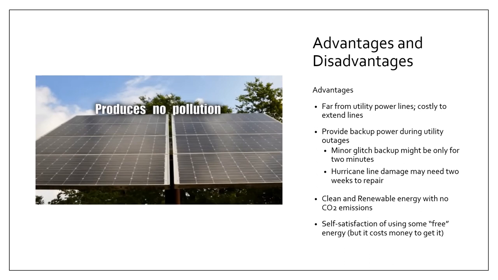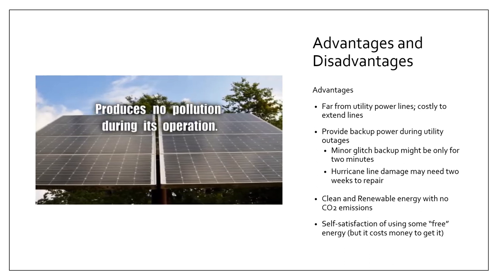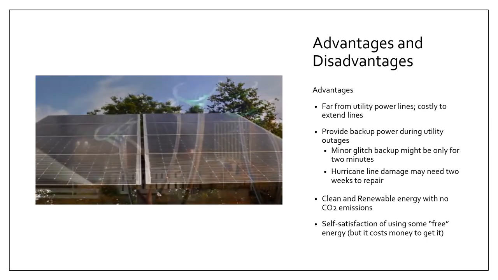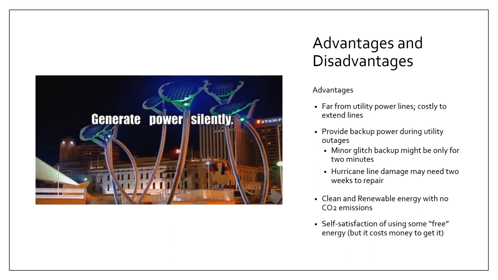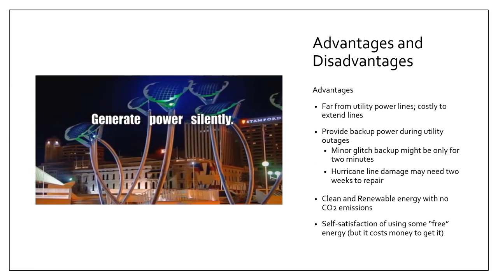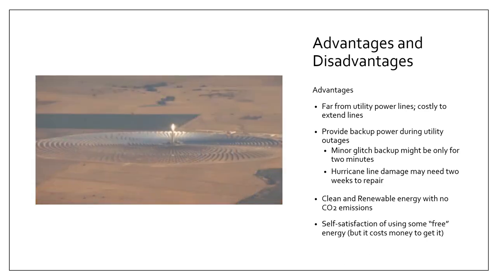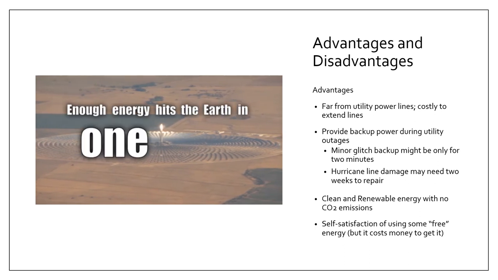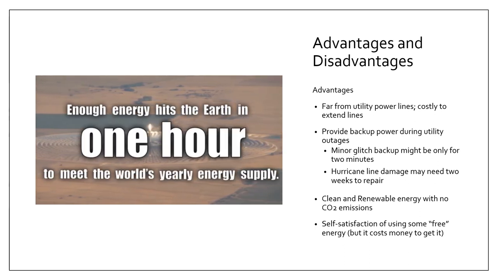Okay. Then, as usual, we're getting into advantages and disadvantages, your pros and cons. Advantages: far from the utility power lines, it's costly to extend lines, so that's one advantage of solar. It can provide backup power during utility outages. For a minor glitch, backup might be only 2 minutes, which is pretty good. Hurricane line damage may need 2 weeks to repair, so you can compare that. Clean, renewable energy, and no carbon dioxide emission into the atmosphere. Self-satisfaction, using free energy, because you don't have to pay electric bills if you change to solar.